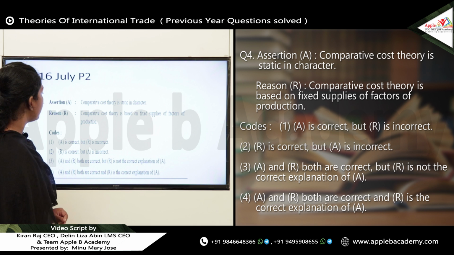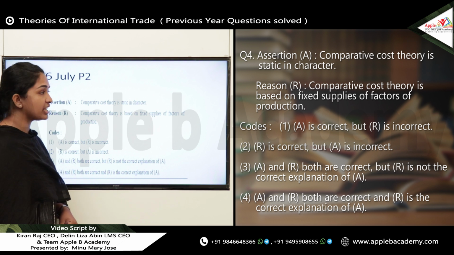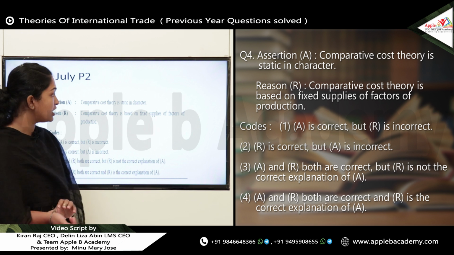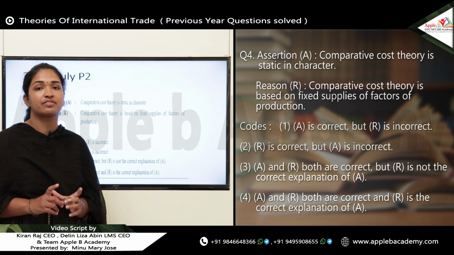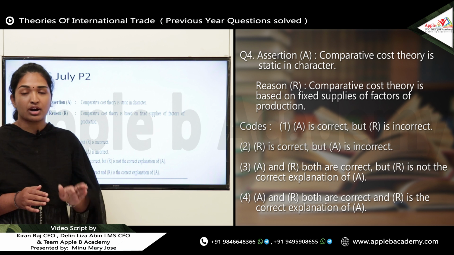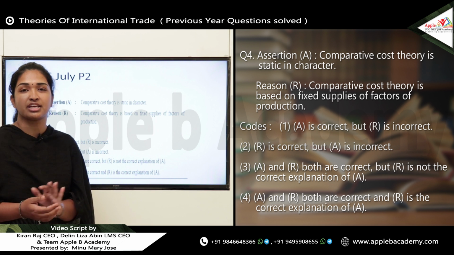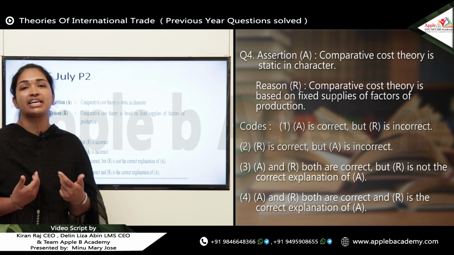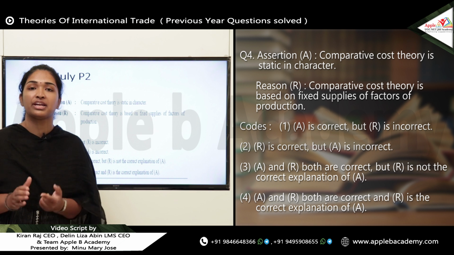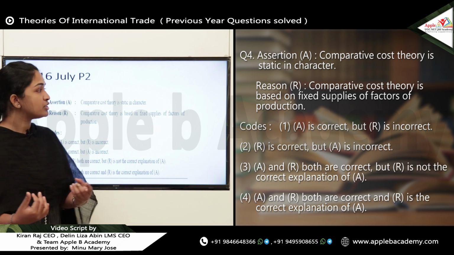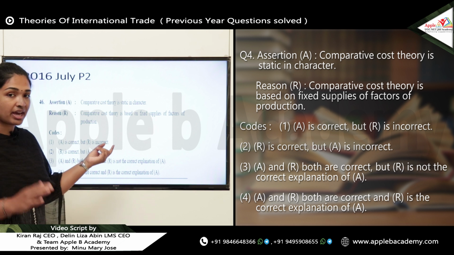Now the 2016 July paper 2 gives us an assertion reason question. The assertion is: the comparative cost theory is static in nature, and the reason is: the comparative cost theory is based on fixed supplies of factors of production. We have already discussed the assumptions of comparative cost advantage theory during the class, in which it was clearly mentioned that the economy under the comparative cost advantage theory is static in nature. That means the techniques of production, the factor supplies, the taste and preferences of consumers, etc., always remain constant or stable all through the process of trade. So this is also a direct application of that assumption question.